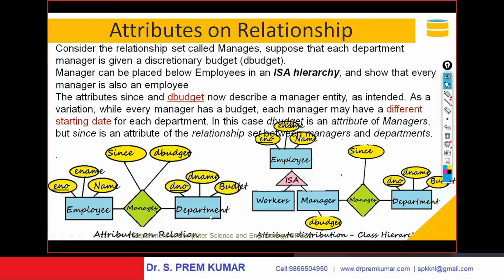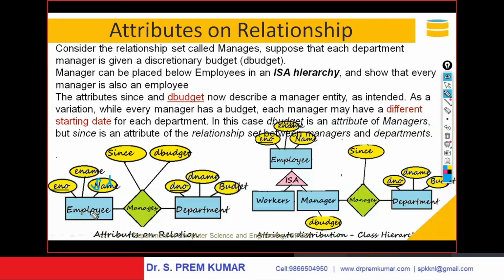Every department is having department number, department name and budget. You observe the diagram carefully. Let me say this is the salary. Every employee is having employee number, name and salary. Employee number is underlined. Underlined means it is a primary key which is not duplicated. With this, I can identify an entity from the entity set. Employee number, name and salary.